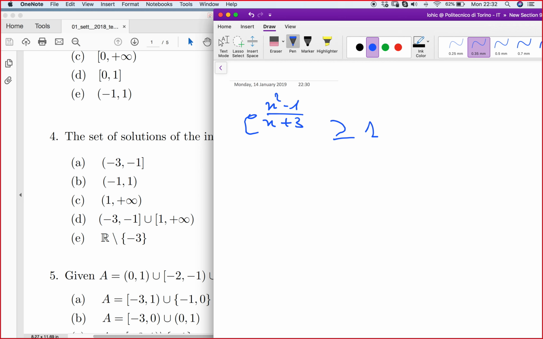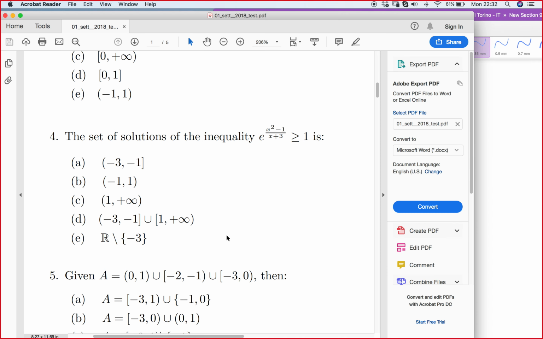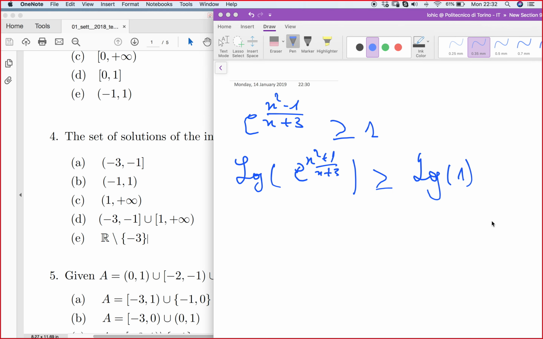Nice. To eliminate the exponential, we apply the logarithm to both sides, right? So we take the logarithm of the exponential of (x squared minus 1) over (x plus 3), which is greater or equal than the logarithm of 1. Yes or not? Okay, now we keep going. If I take the log of the exponential of a quantity, I get the same quantity.